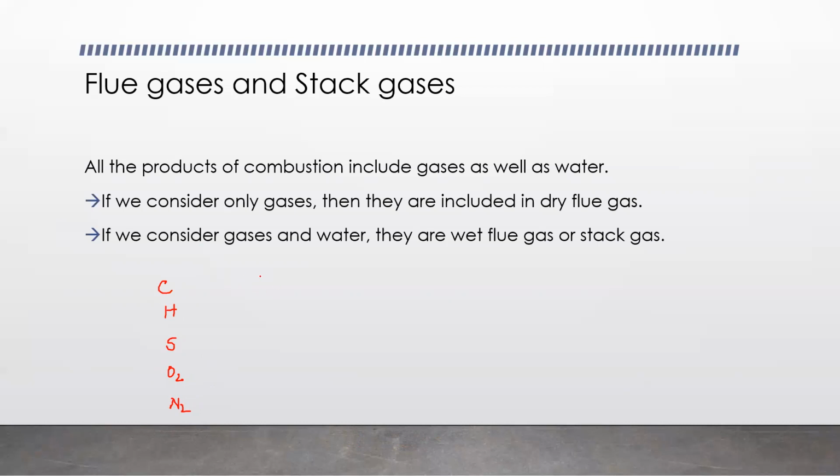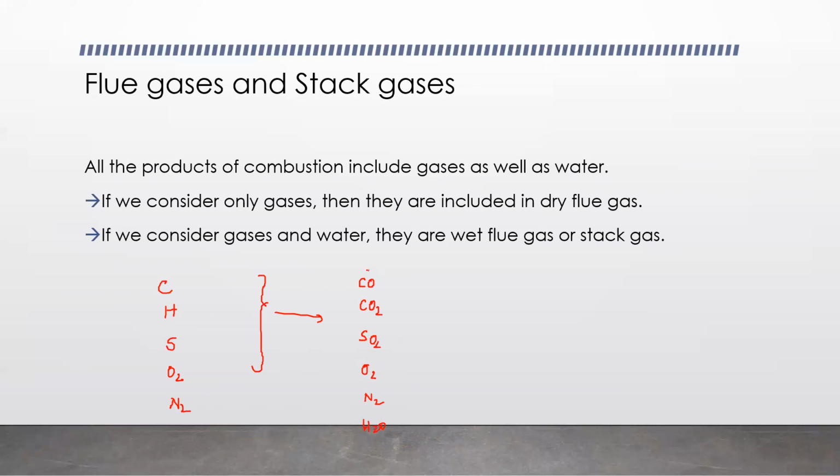When this combustion takes place, then after the combustion we'll get carbon monoxide if the combustion was incomplete, carbon dioxide if the combustion was complete, sulfur dioxide, since sulfur gets oxidized, unreacted oxygen, and nitrogen, because nitrogen has no role. So as it is, it will come back. Whatever amount of nitrogen was supplied, the same amount you'll get over here. And of course, water vapor.